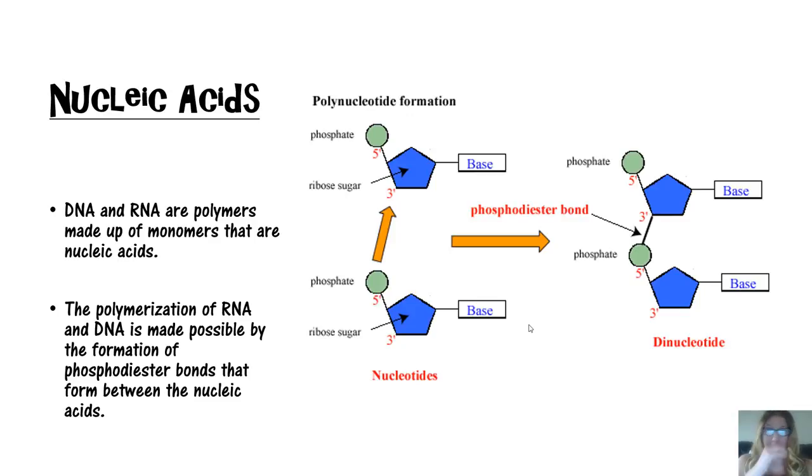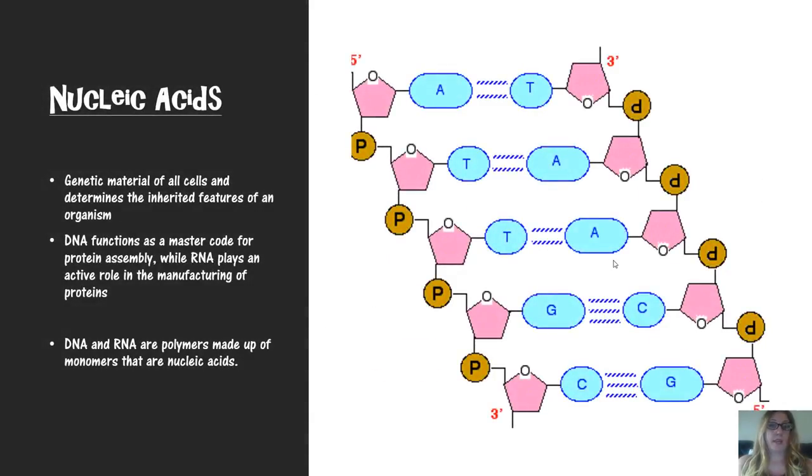DNA and RNA are polymers made up of monomers of nucleic acids, and this is just showing you how those come together. So this would be an anabolic reaction, combining the nucleic acids together and forming the phosphodiester bond. And phospho, because here is the phosphate, so phosphodiester bond. In case you forgot, DNA is the genetic material of the cells. It determines inherited features of the organism. It's the master code for protein assembly, while RNA plays the active role in manufacturing of the protein.